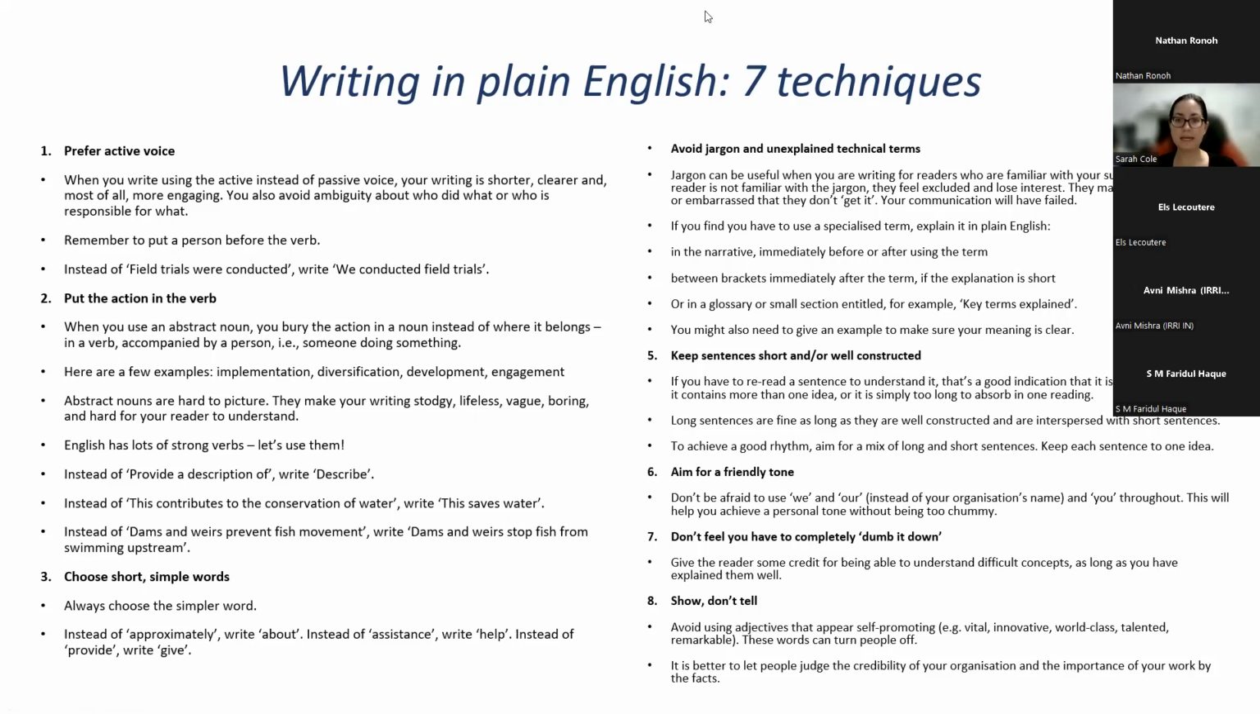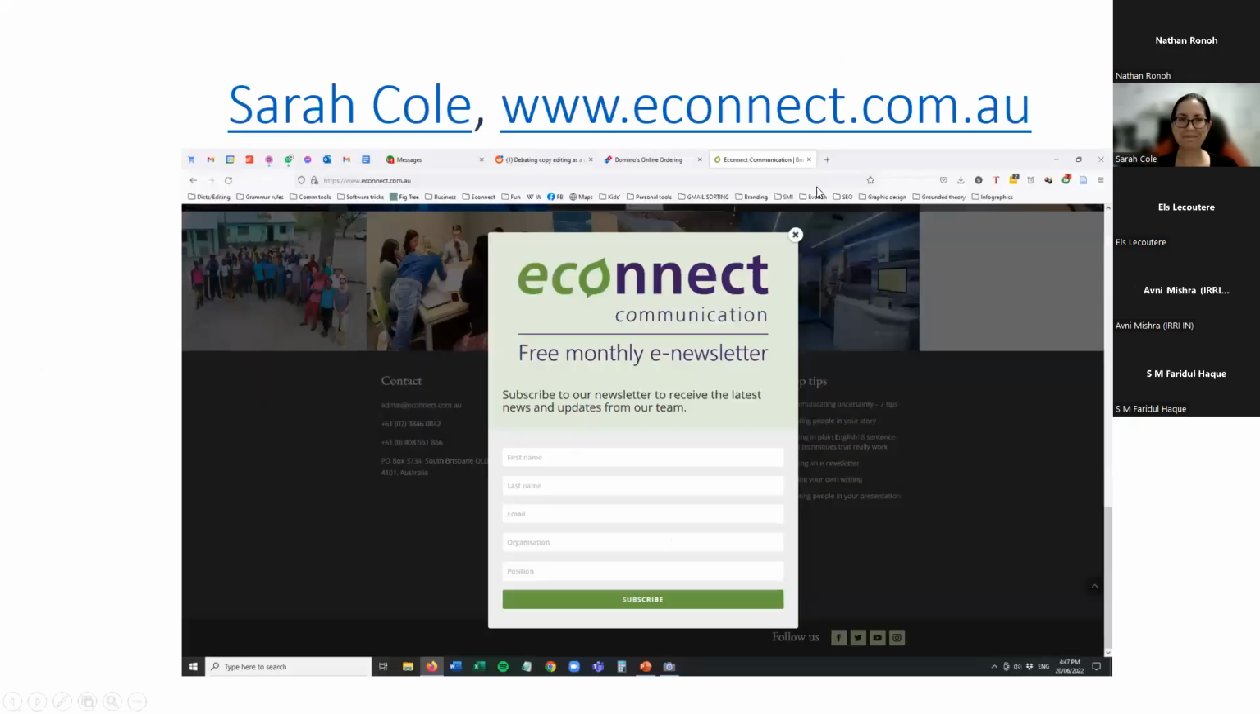So the sentences can be short, keep them well constructed. That's great for any summary. A friendly tone is our general recommendation for summaries, but that is probably not so relevant for scientific abstracts. And show, don't tell. That is a fantastic way for you to increase your credibility by saying what you discovered rather than how good you were for discovering it.